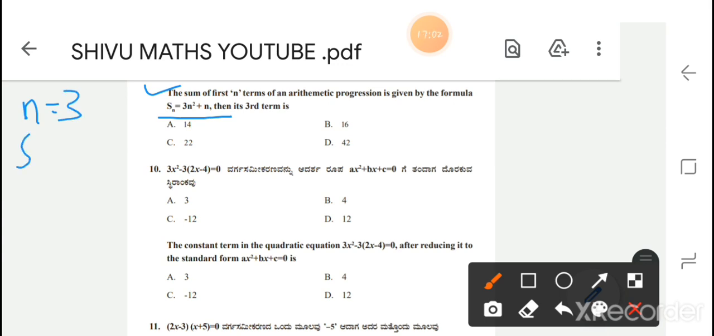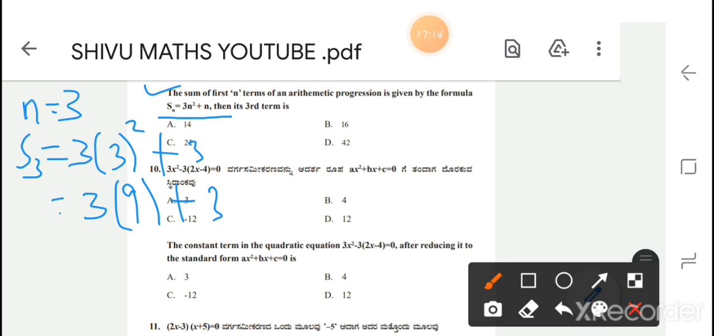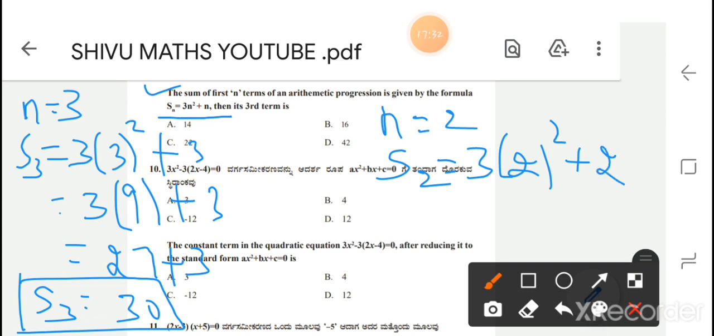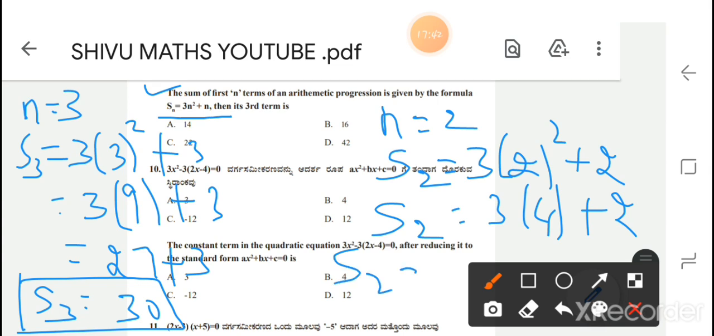So we take S3 is equal to 3 into 3 square plus 3. What do we get? 3 into 3 square is 27, plus 3 is 30. So that is the sum of the first three terms. Now you take n is equal to 2. What do we get? S2 is equal to 3 into 2 square plus 2. 2 square is 4, 3 fours are 12, plus 2. S2 is equal to 14.